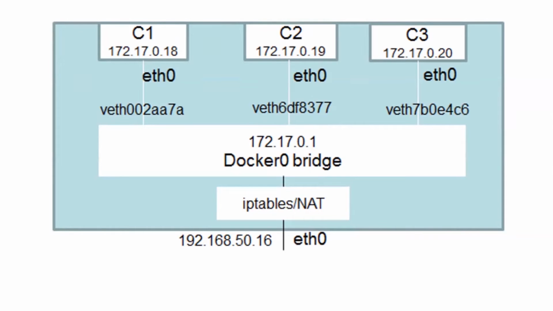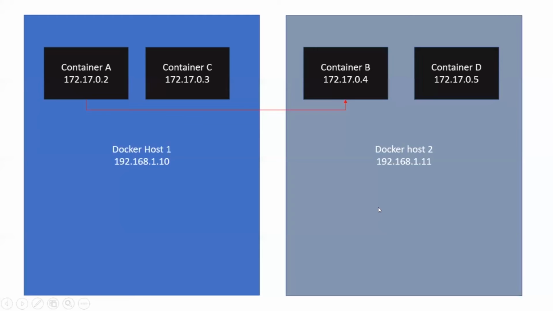Okay. So this looks very simple when I run the containers on a single machine, right? But imagine I have the containers running on multiple Docker hosts. Normally when you go for a cluster, you are not going to run all the containers on a single machine. You are going to have the containers running on multiple machines. In that case, how are things going to work, right?